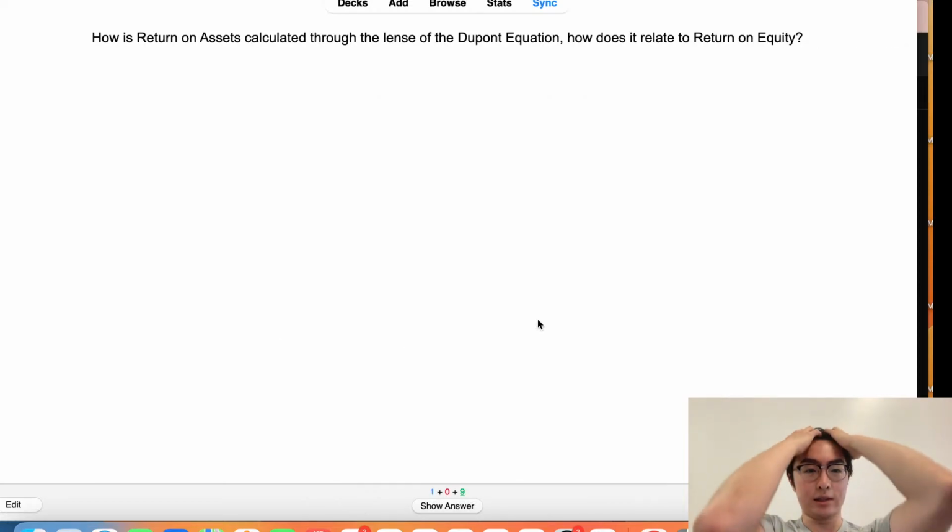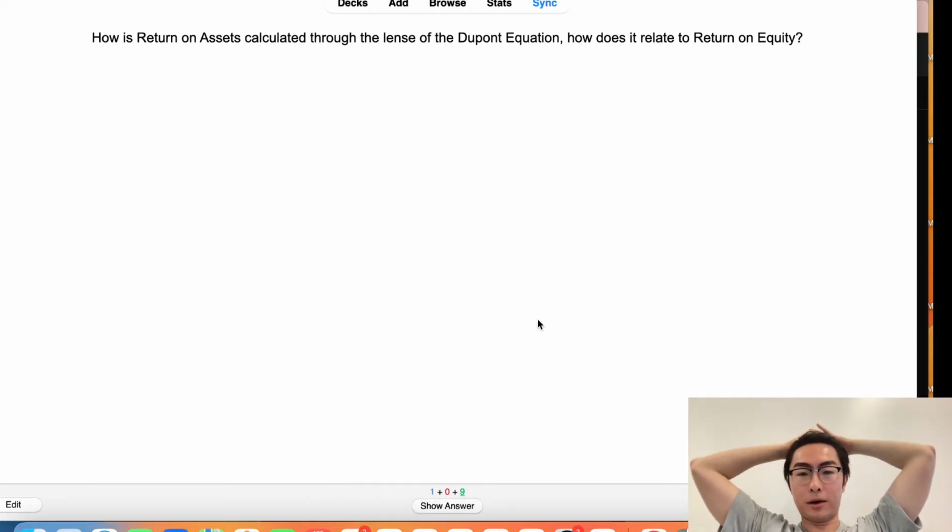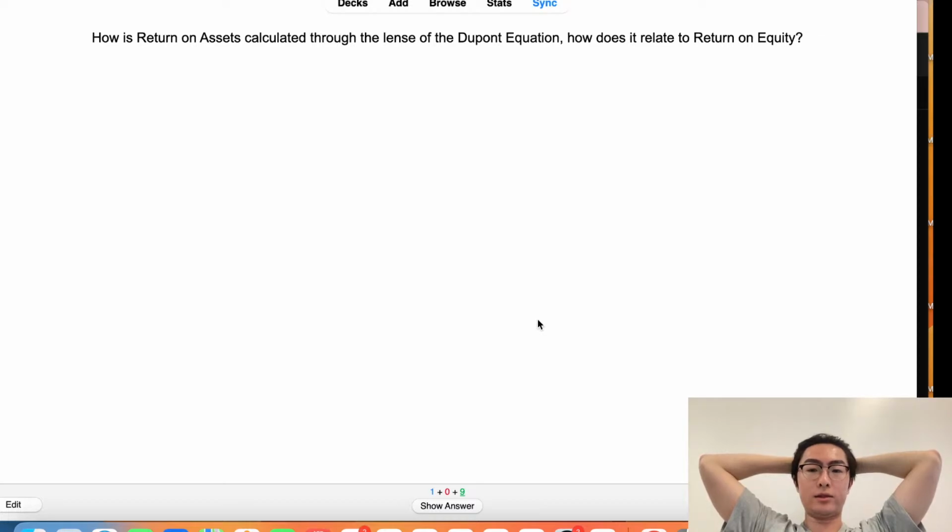How is return on assets calculated through the lens of the DuPont equation? How does it relate to return on equity? Return on assets is just the first two components, your margin and your asset turnover. It's the product between those two. And how does it relate to return on equity? If you scale your return on assets by the leverage, then that will determine your return on equity.